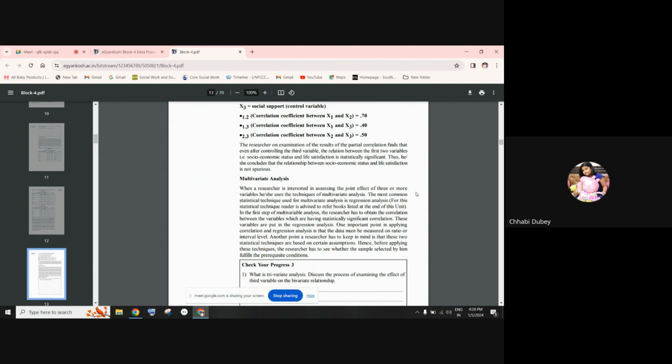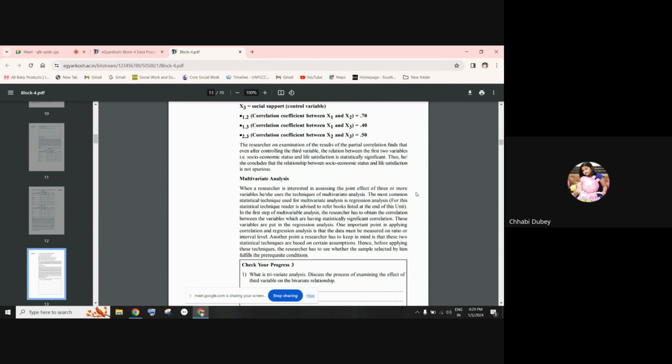And it's the first step of multivariable analysis that they have to obtain the correlation between the variables which have statistically significant correlation. And then these variables are put in the regression analysis. The data must be measured on ratio or interval level here.